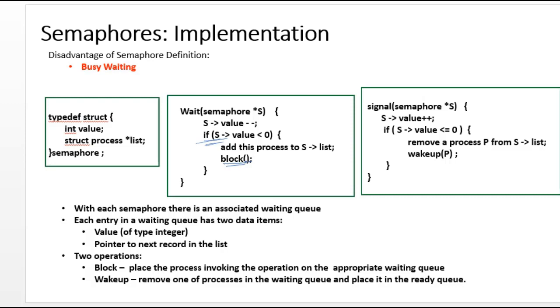A process that is blocked waiting for some semaphore should be restarted when some other process, which was executing in its critical section, executes the signal operation. We know that the signal operation will increment the value of the semaphore by 1, and when the semaphore value becomes a positive number, this blocked process can be restarted. To restart the process, in the signal we have the wakeup operation. In summary, the block operation suspends the process that invokes it and the wakeup operation resumes the execution of a blocked process.